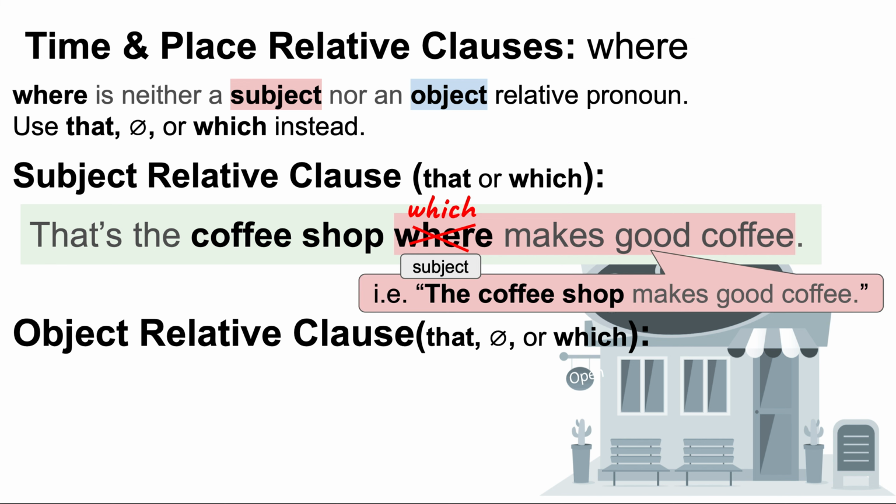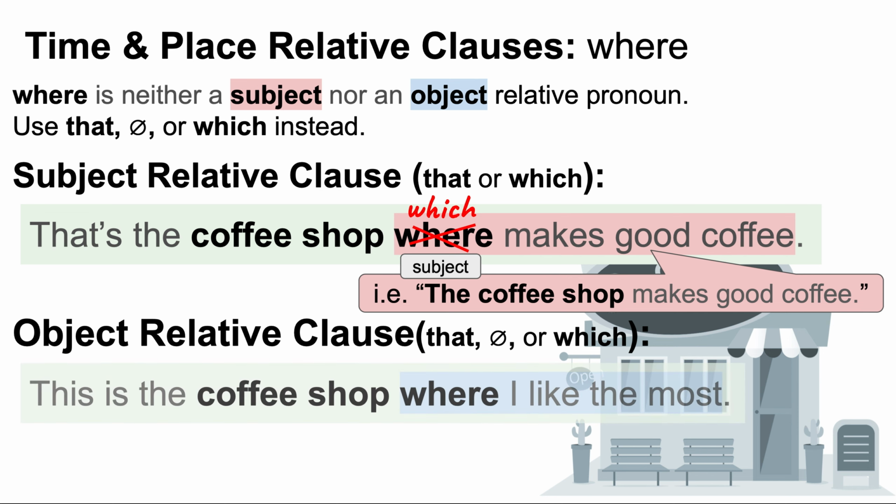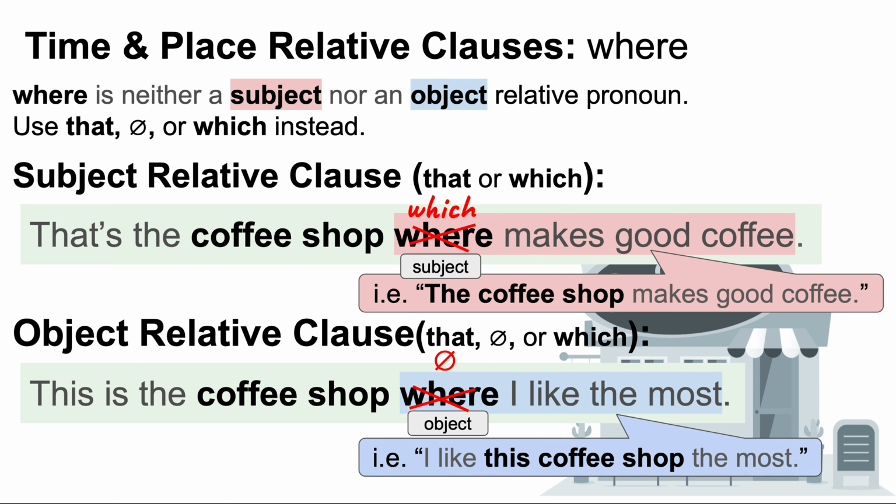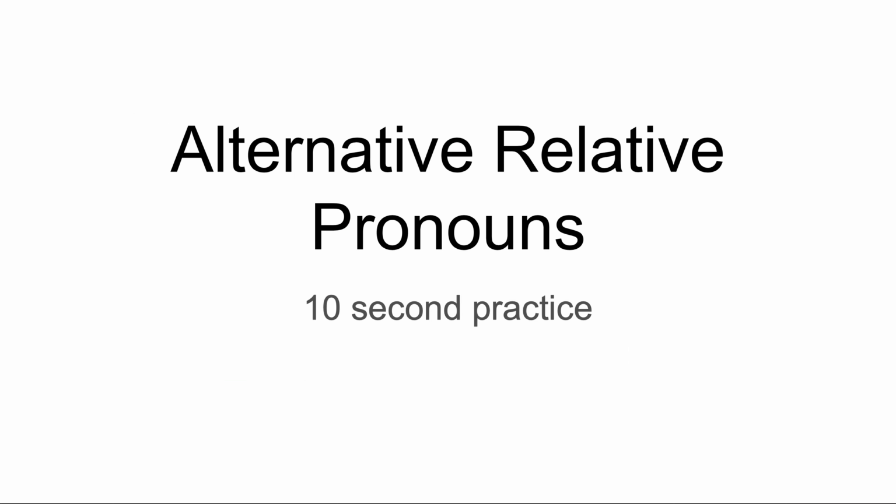Now let's look at an example with an object relative clause. This is the coffee shop where I like the most. Here, where is incorrect. Instead, use the zero allomorph because this is an object relative clause. That is, this is the coffee shop I like the most. In other words, I like this coffee shop the most.